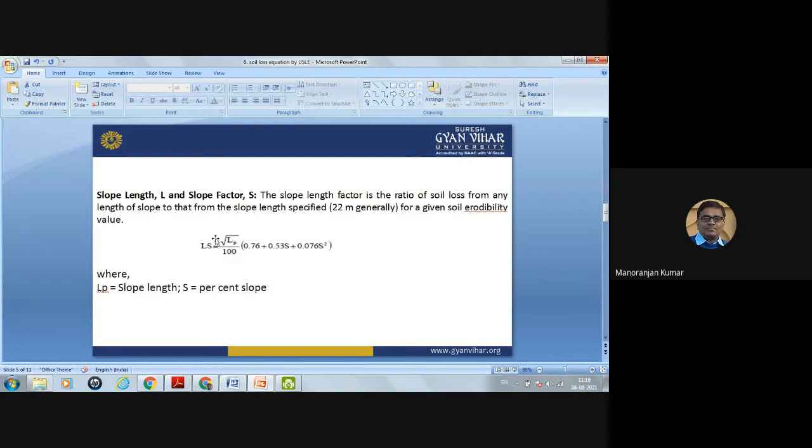LS is equal to (LP divided by 100) under root, (LP divided by 100) in bracket, 0.76 plus 0.53 S plus 0.076 S square, where LP is the slope length and S is the percentage of slope.